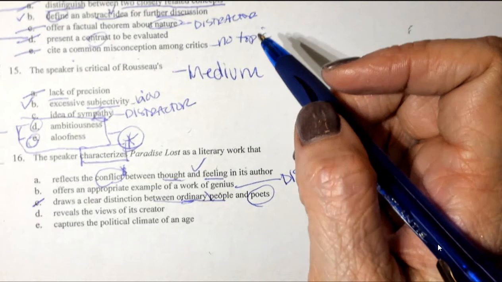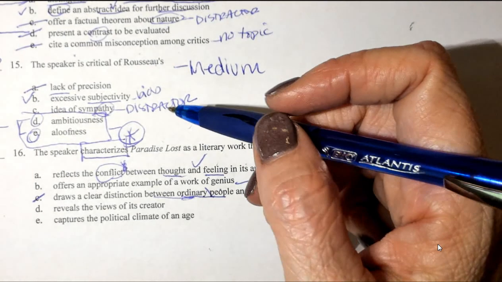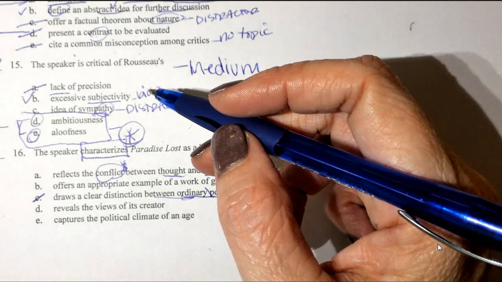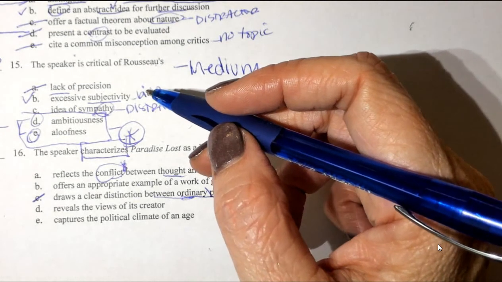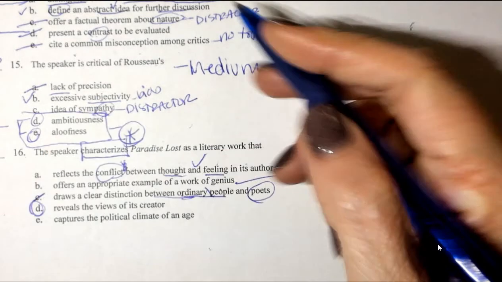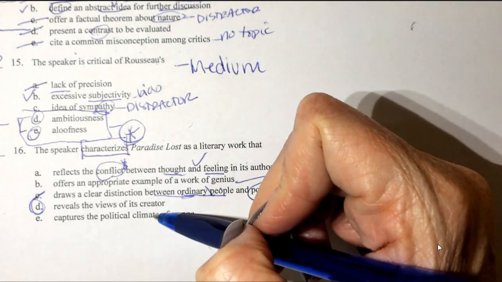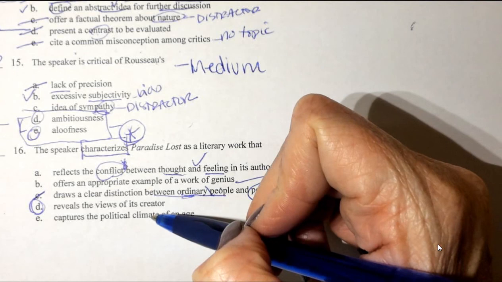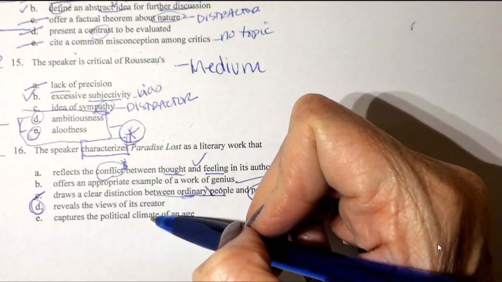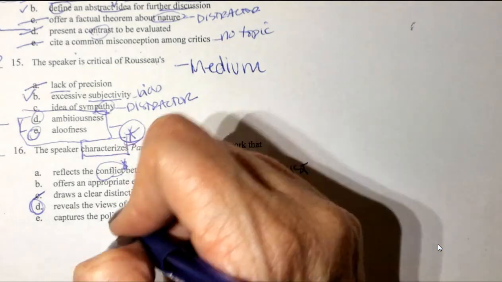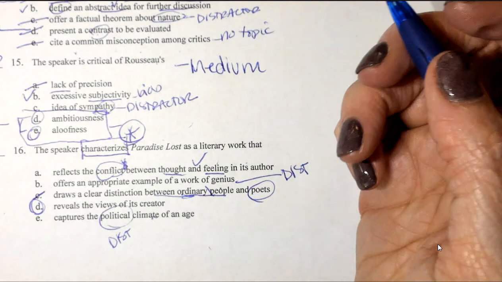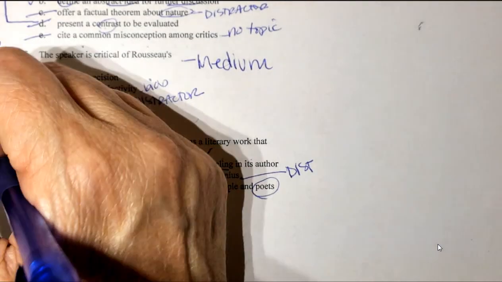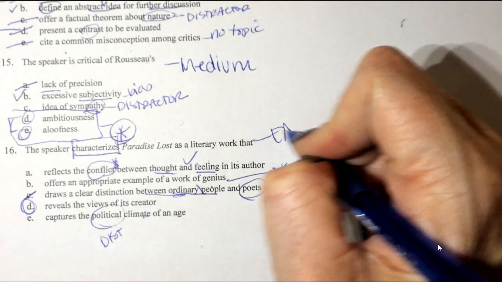Reveals the views of its creator. Yeah. Why? It's the bias. They're saying that you trace the natural bias and opinions of the man in the creation of their work. Okay? Captures the political climate of the age. Nope. Not of the age, but of the poet. Right, but if you look, Milton has by allusion embodied a great part of his political and personal history. So again, I would say that is a distractor just because the language is in there. So your correct answer is, that one is also labeled easy.